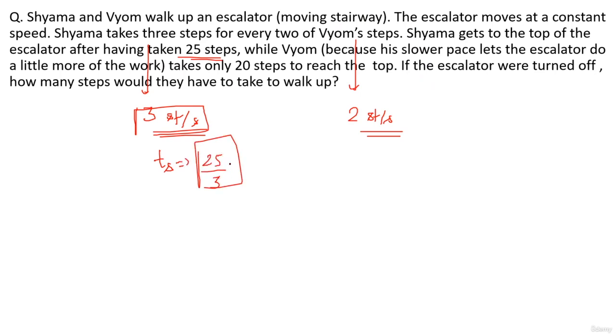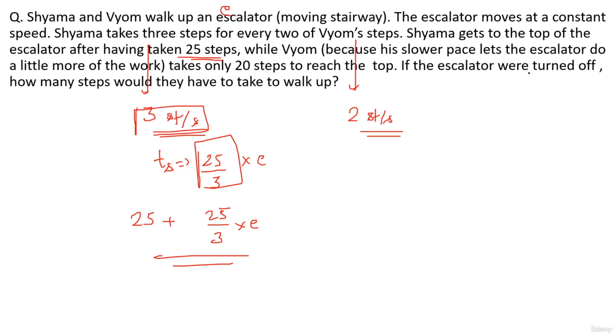The escalator also traveled for that much time. We are assuming the speed of the escalator as e. So the escalator has traveled 25 by 3 into e, and Shama herself traveled 25. The total number of visible steps of the escalator is these many: how much Shama traveled plus how much the escalator helped her.